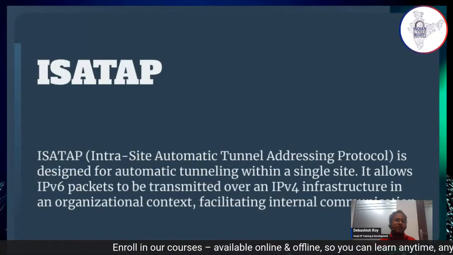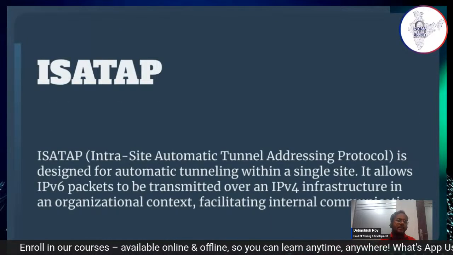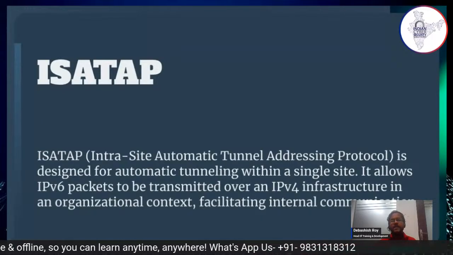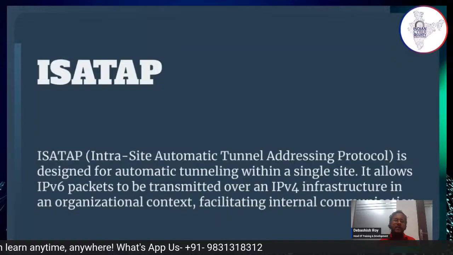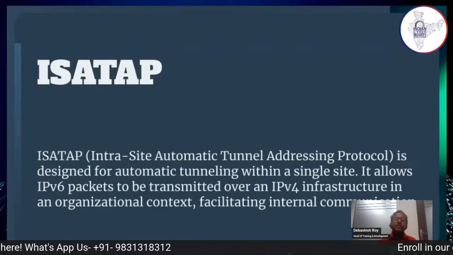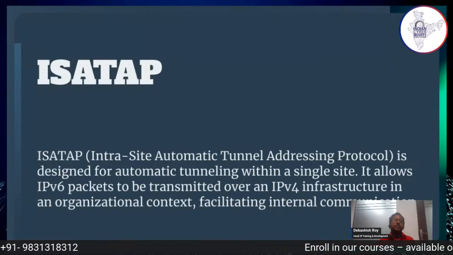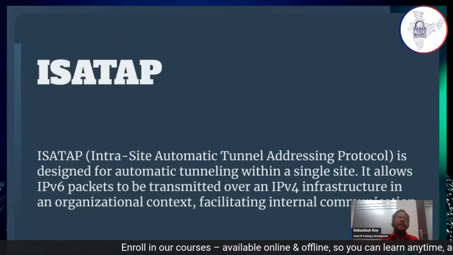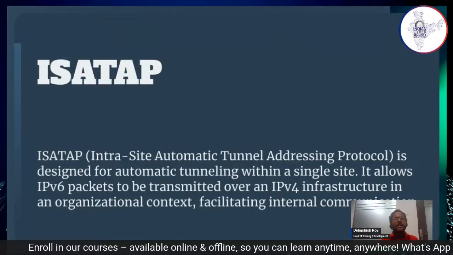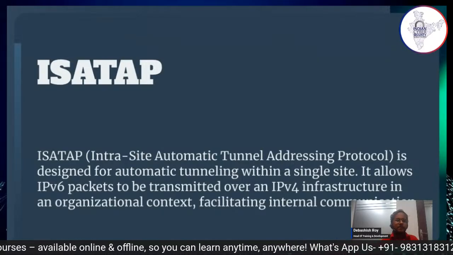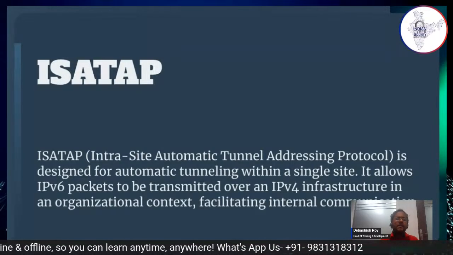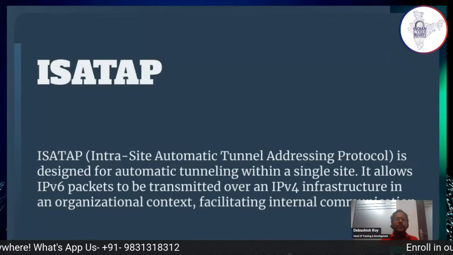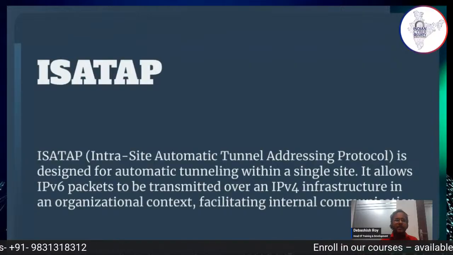Then another is ISATAP. ISATAP means intra-site automatic tunnel addressing protocol, and it is designed for automatic tunneling within a single site. It allows IPv6 packets to be transmitted over an IPv4 infrastructure in an organizational context, so it facilitates internal communication. So that is the ISATAP tunnel. It is like the 6 to 4 tunnel, but 6 to 4 has dual stack and it is transitioning. That is not happening in ISATAP. So these are the tunnel types you have, but Teredo and ISATAP are more specialized tunnels. Generally, we use the 6 to 4 tunneling mechanism.